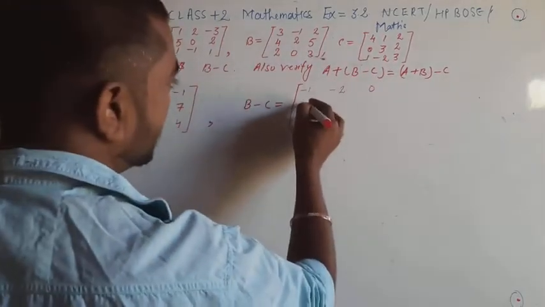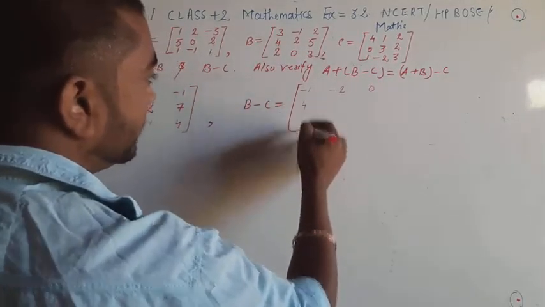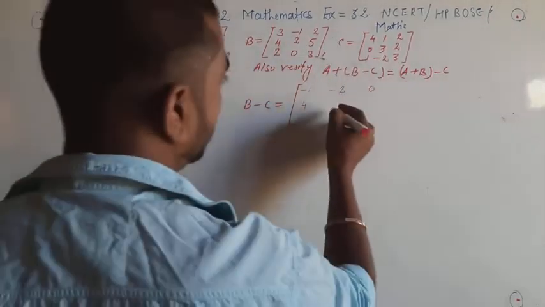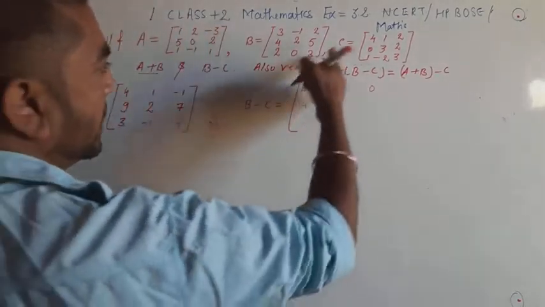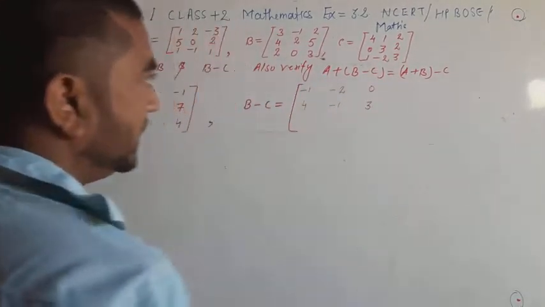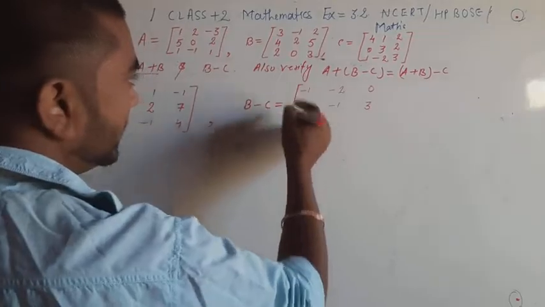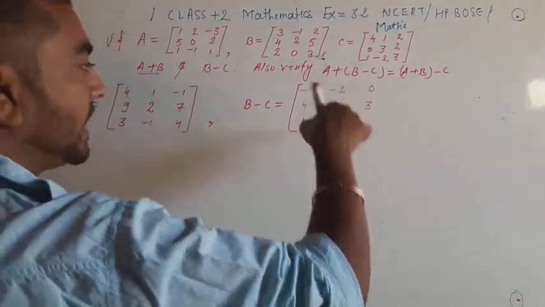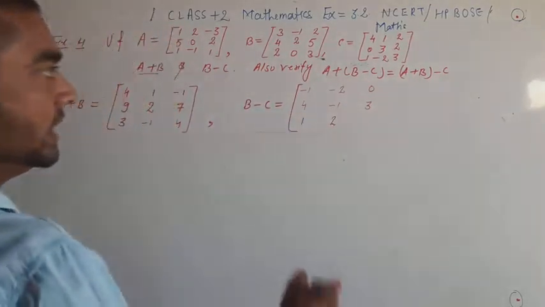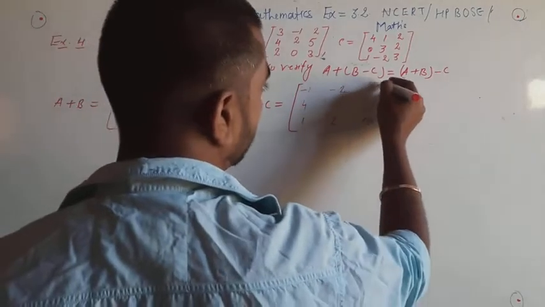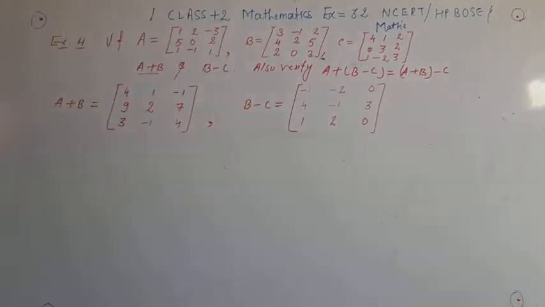4 minus 0 is 4. 2 minus 3 is -1. 5 minus 2 is 3. 2 minus 1 is 1. 0 minus -2 is 2 and 3 minus 3 is 0. This is a simple trick.